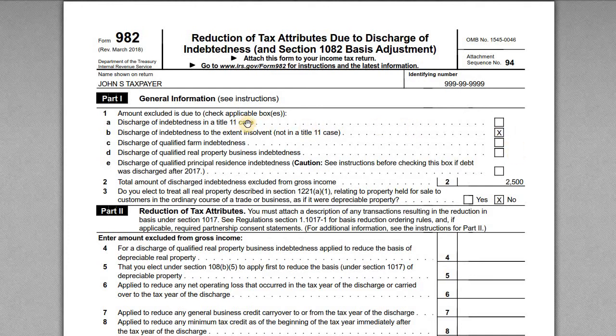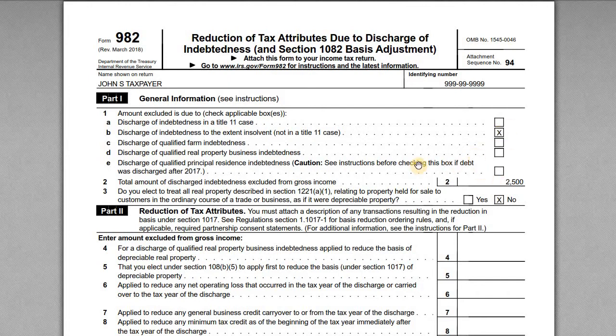Now you see here they have discharge of indebtedness pursuant to a Title 11 case. That's bankruptcy. That's not what's applying here, right? So you don't have to go to court to determine you're insolvent. You don't need a lawyer. You are basically just putting together your personal financial statement to determine whether or not you are insolvent. And in John's case here, he's determined that he is insolvent. His liabilities exceed his assets. So he's going to try to exclude this amount of canceled debt income from his taxable income because he's insolvent. So he checks box 1B.